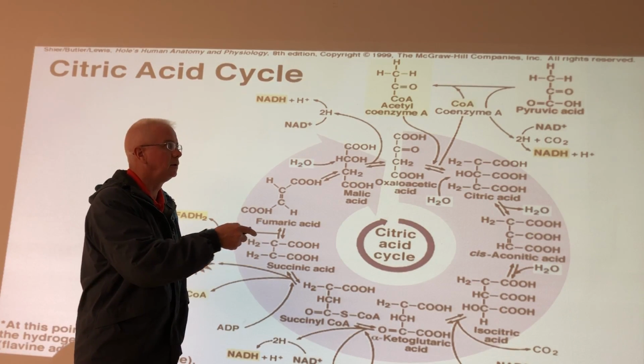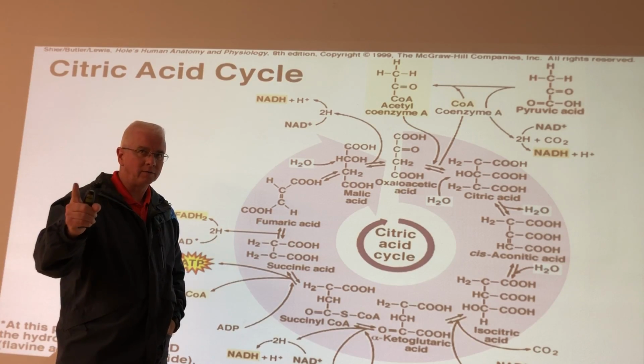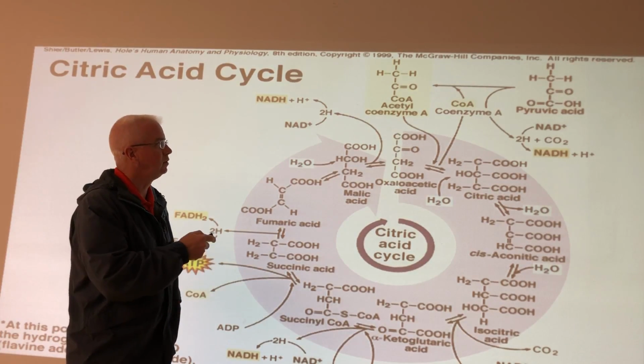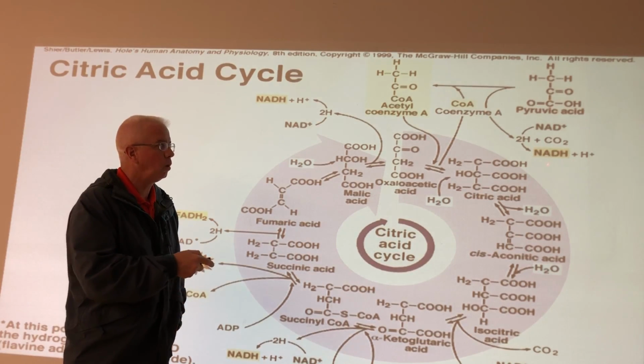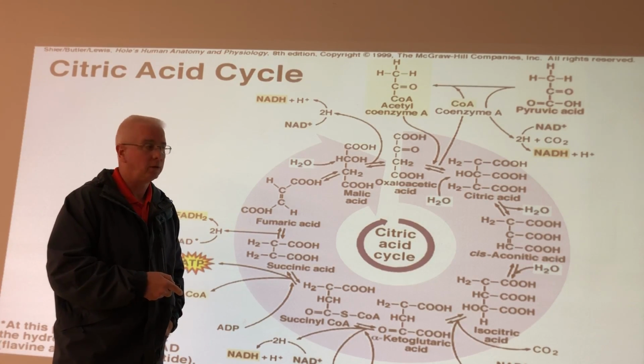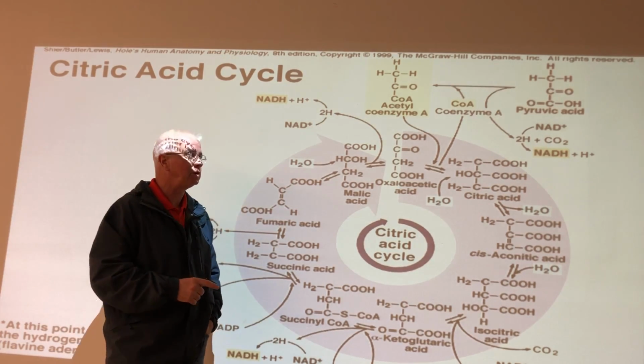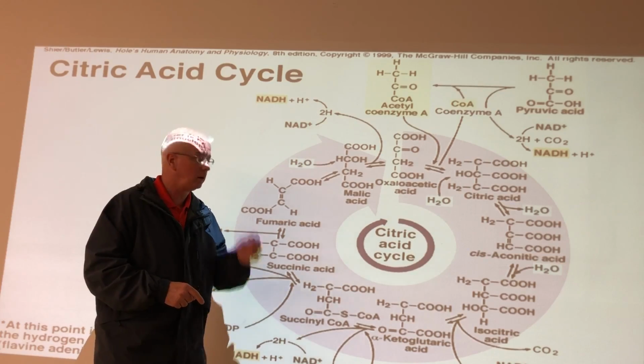Pyruvic acid is the product of glycolysis. Acetyl-CoA is the product of a reaction in which 1 carbon is removed and one of the coenzymes is reduced. Okay, so let's pause there. I mentioned this last time, but this is really important.